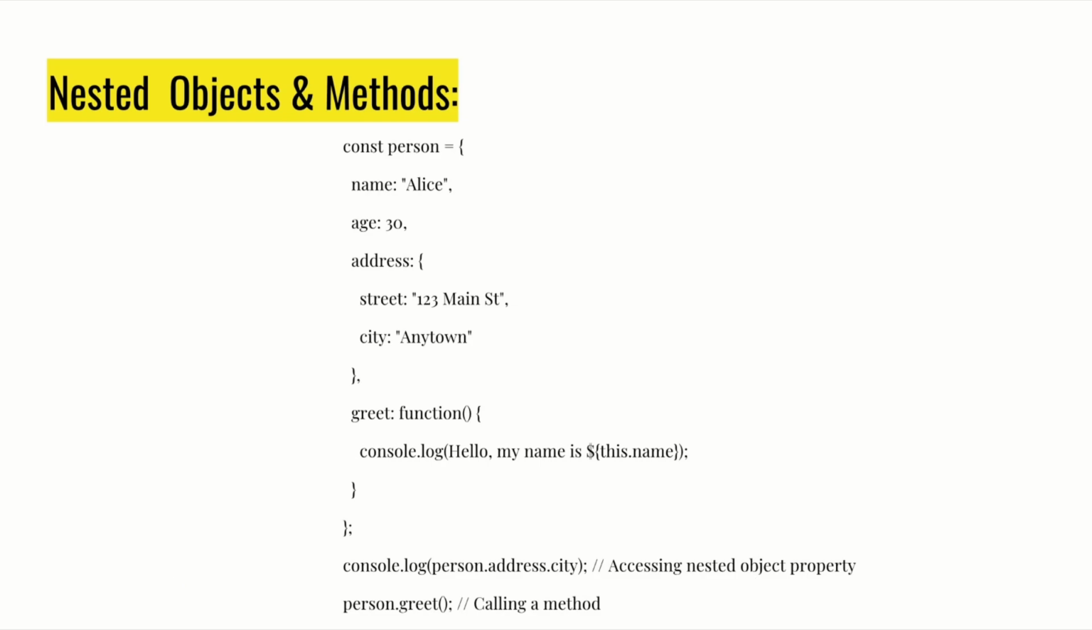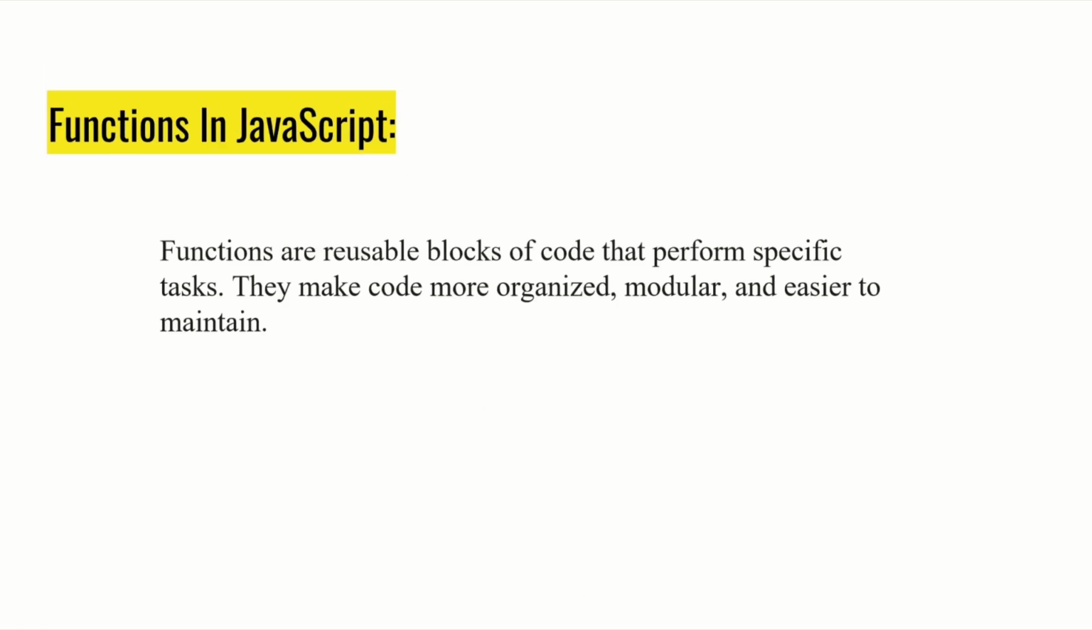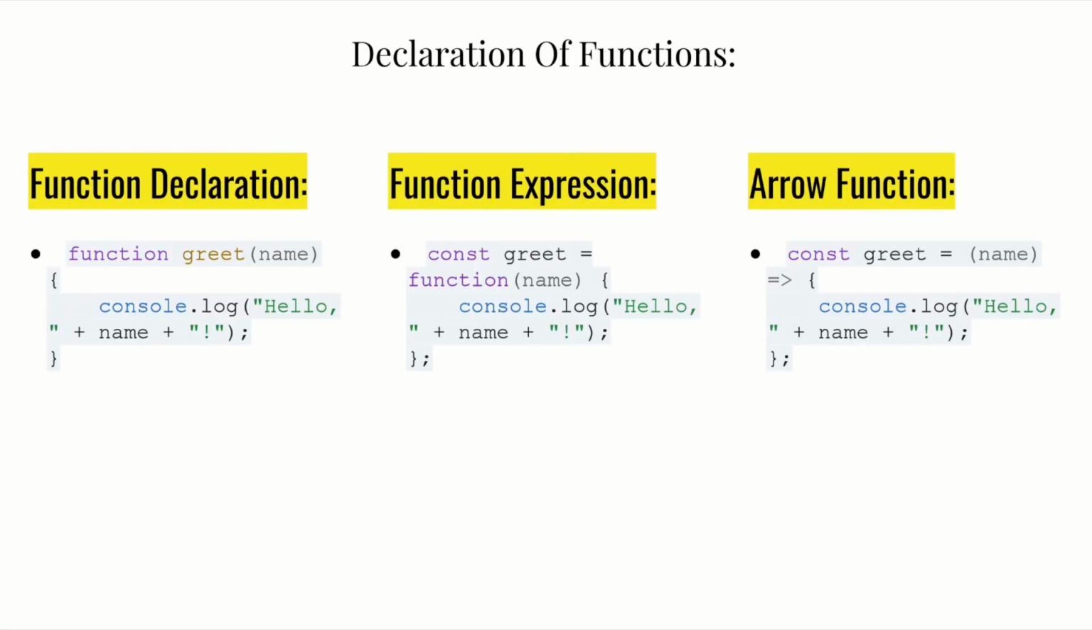Now let us see about functions. Functions are reusable blocks of code that perform specific tasks. They make code more organized and easier to maintain. For declaring functions, there are three methods: normal function declaration, function expression, and arrow functions. In function declaration, we need to write the name of the function and the arguments inside it, and the specific code must be written inside the curly braces.